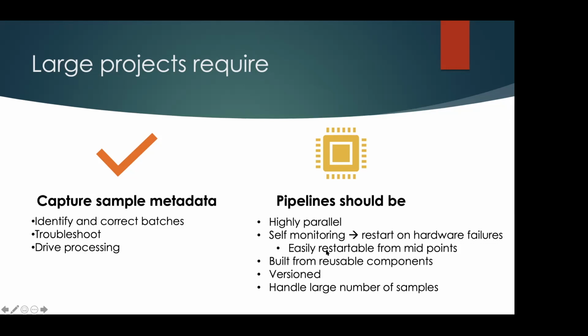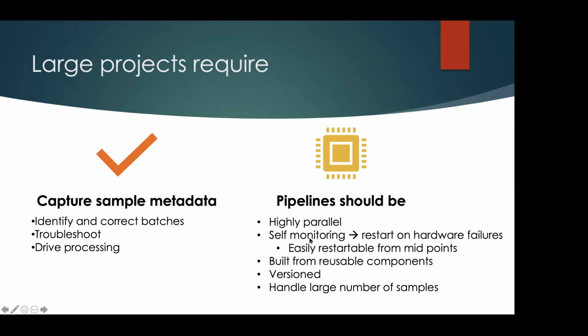And the pipeline should be self-monitored. For example, when you have 100 samples, you're aligning them, and you get an error in one of them, the pipeline has to check the error and then resubmit that job again, because sometimes the hardware you're using might have other problems that you cannot control. But when you resubmit the job to the cluster, it might finish successfully.